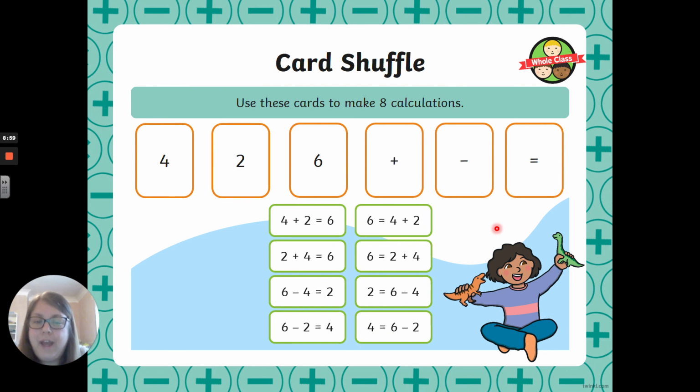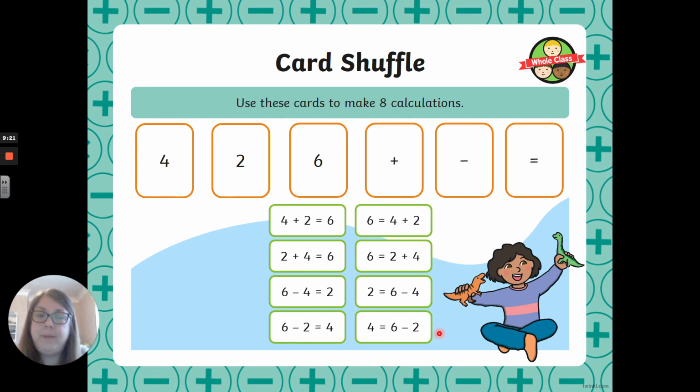And there they are. So give yourselves a tick if you've got those right. So we've got 4 add 2 equals 6. 2 add 4 equals 6. 6 take away 4 equals 2. 6 take away 2 equals 4. 6 equals 4 add 2, 6 equals 2 add 4, 2 equals 6 take away 4, and 4 equals 6 take away 2.